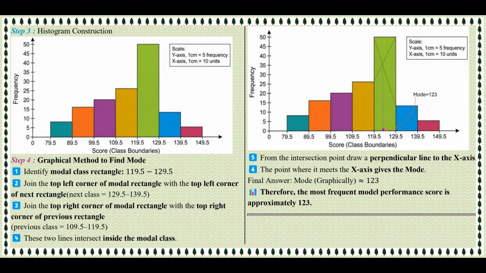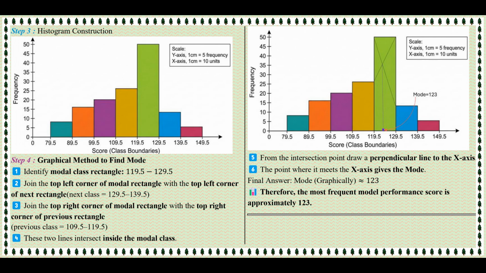Now comes the most interesting part, finding the mode graphically. Imagine, focus on the modal class rectangle, which is 119.5 to 129.5. Now follow these steps carefully, as if you are drawing on the board. First, identify the modal class rectangle. Second, take the top left corner of this rectangle and join it with the top left corner of the next rectangle, which is 129.5 to 139.5. Third, take the top right corner of the modal rectangle and join it with the top right corner of the previous rectangle, which is 109.5 to 119.5.